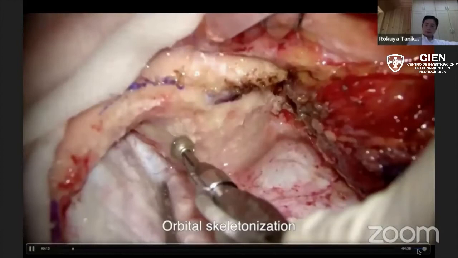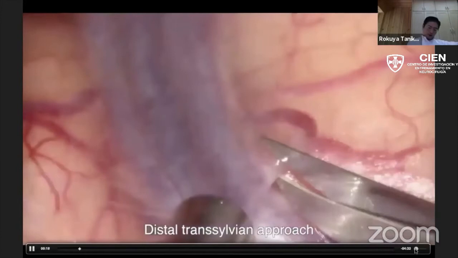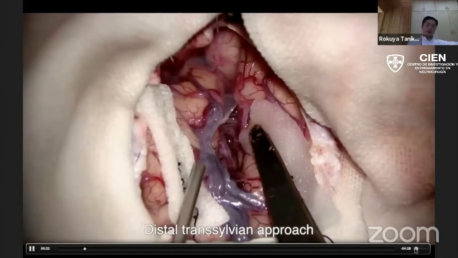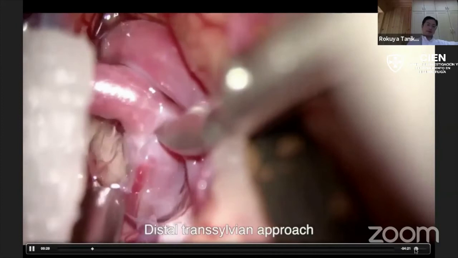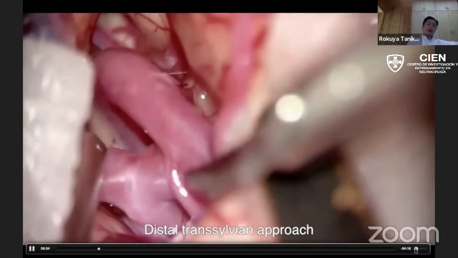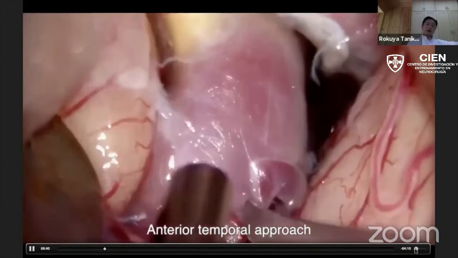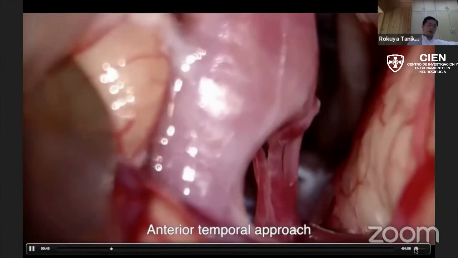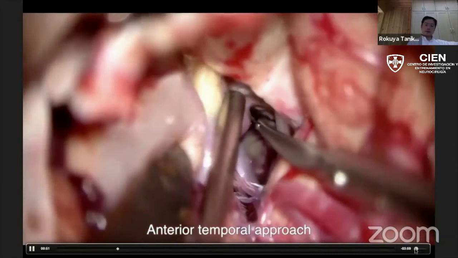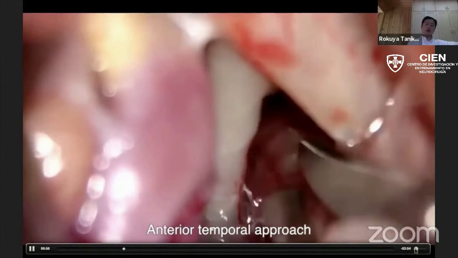After opening the dura, at first we try to do a distal transsylvian approach, the anterior temporal approach. Opening the distal Sylvian fissure, exposing an M2 segment. This is the MCA bifurcation. And this is the temporal uncus retracted by a sucker. And the C1 segment of the carotid, and here is the anterior choroidal artery, which is attaching to the temporal uncus. And this is the origin of PCOM, the tentorial edge, and the oculomotor nerve coming into the oculomotor foramen.